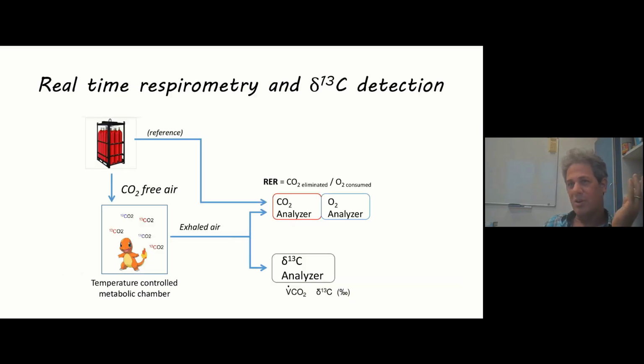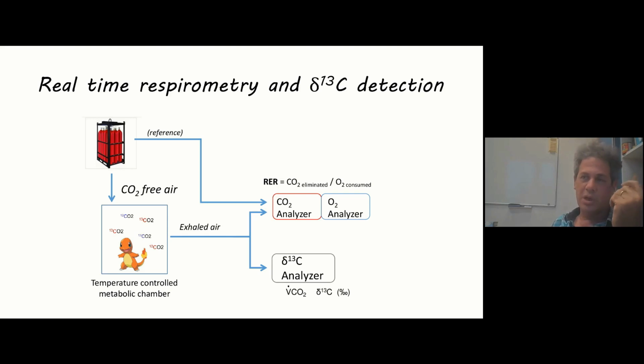For those who don't know much about respirometry, in classic respirometry you put the animal inside a closed chamber, air comes in, air comes out, and when it comes out you can measure how much carbon dioxide was exhaled by the animal and how much oxygen was consumed by the animal. You can calculate what metabolic fuel the animal is using, which is the RER, and of course you can calculate the metabolic rate.